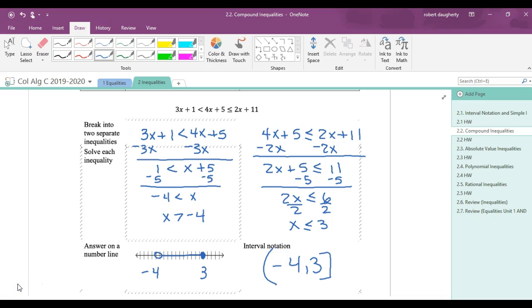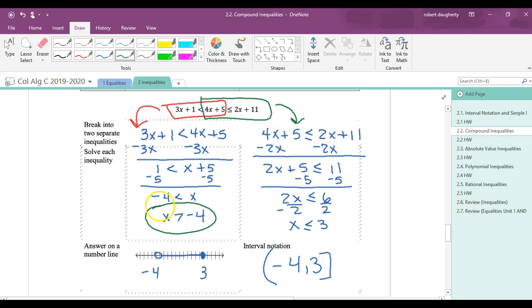So this one, like I said, the key is to break it down into two problems. This is the first problem right here, and this is the second problem right here, okay? Then you'll go off and work these two problems individually. You get two different answers. Merge those together on the same number line, and then read in interval notation what your final answer is, okay?